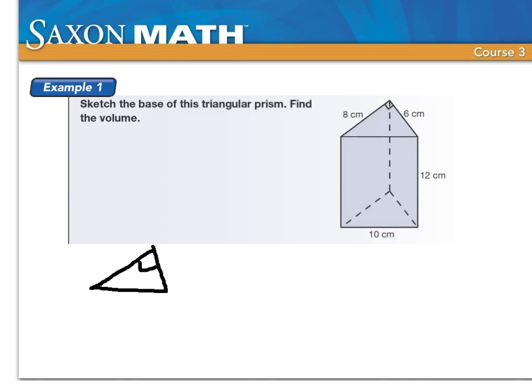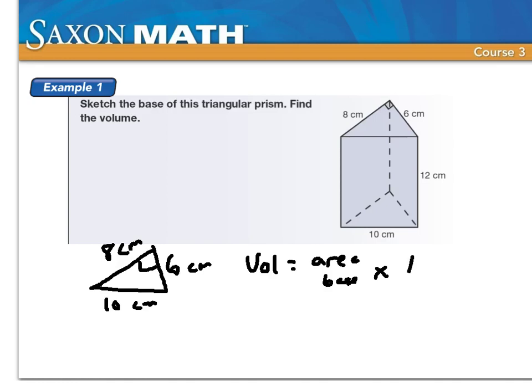We got a right angle here, and this side is 8 centimeters by 6 centimeters. And if I look down here at the bottom, we can tell that this slant side should be 10, because they should match up. So there's the base. Now if I want to find the volume, that's the area of the base times the height.